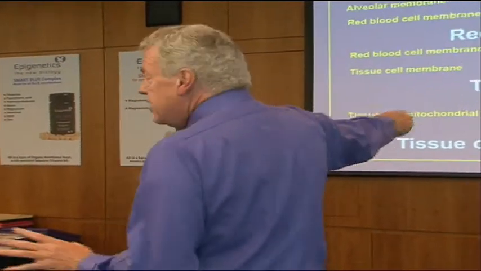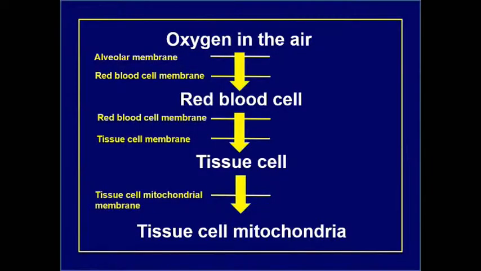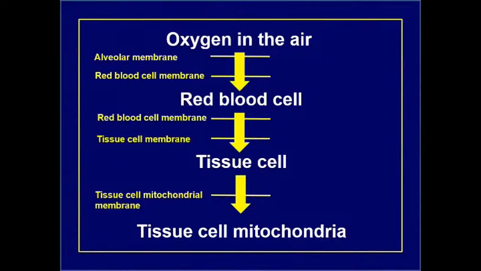So this is just a summary of how we get oxygen. Oxygen in the air, across the alveolar, across into the red blood cell, across the membranes, tissue membranes, and passing down in the tissue membrane, mitochondria, and finally into the mitochondria itself.